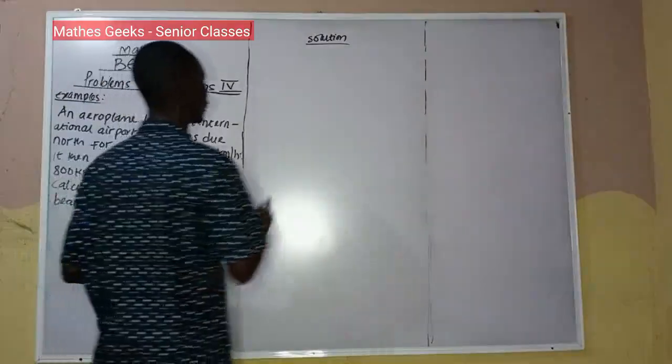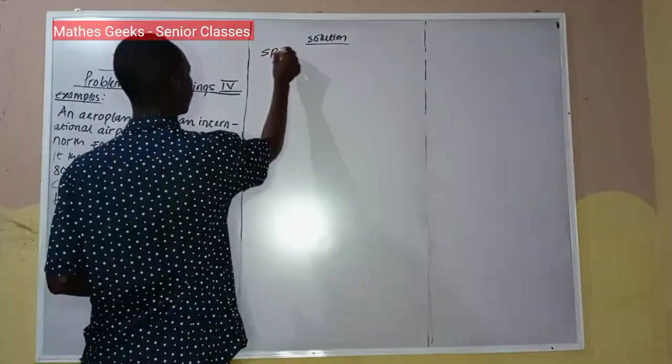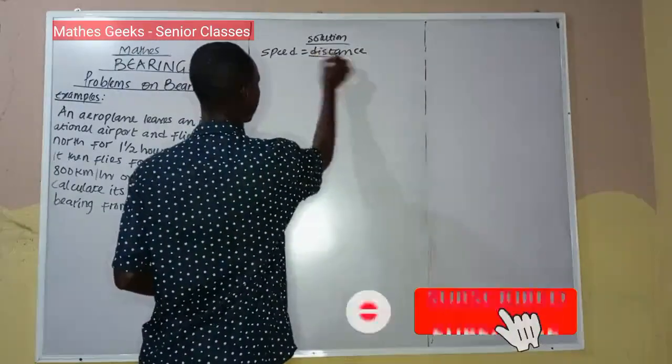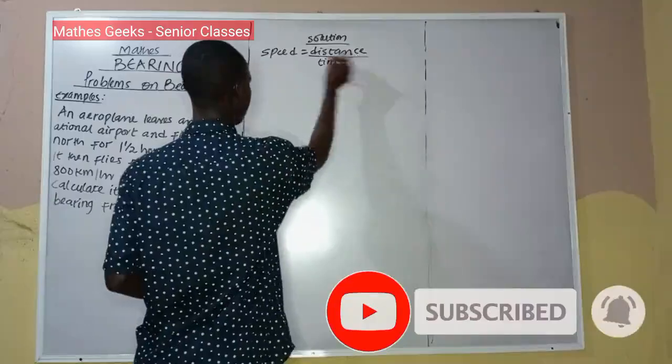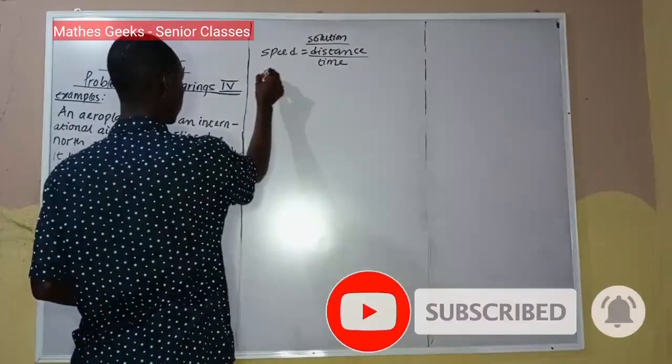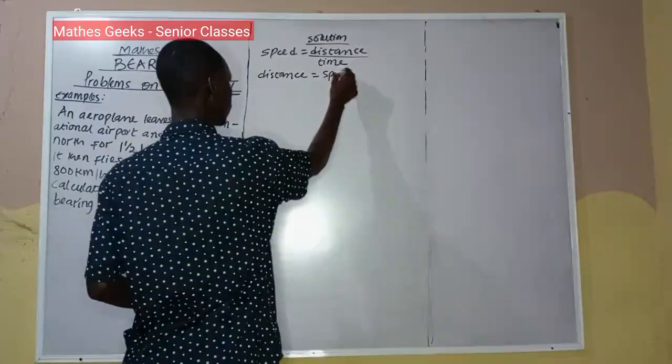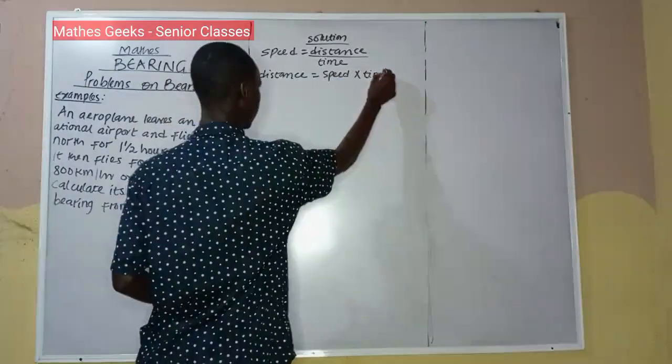Let's get our distance. Speed is equal to distance over time. Again, distance is speed times time.